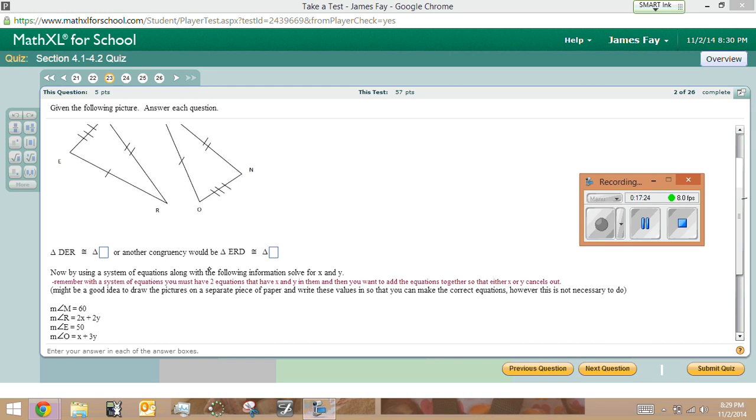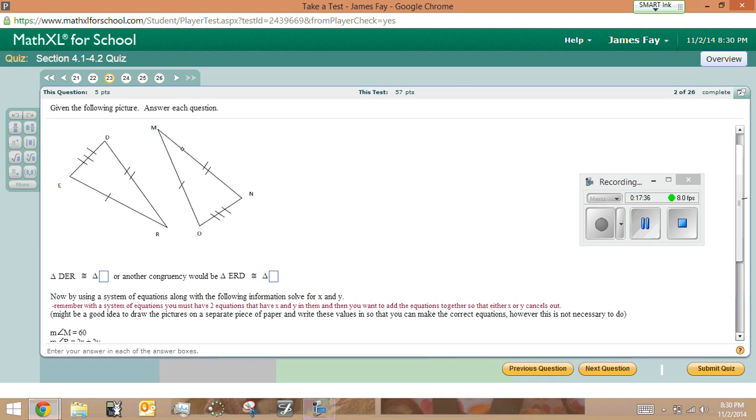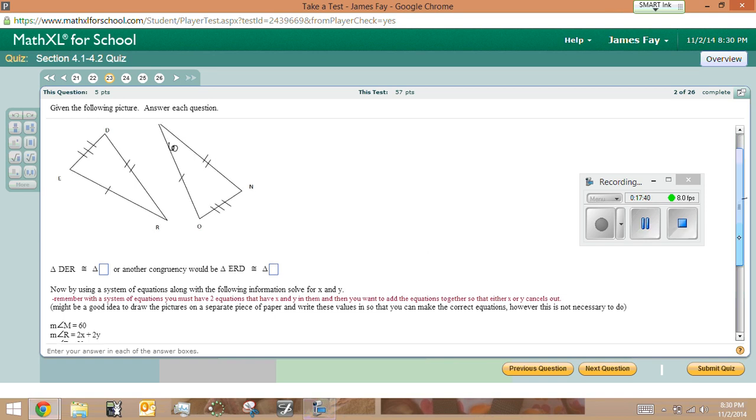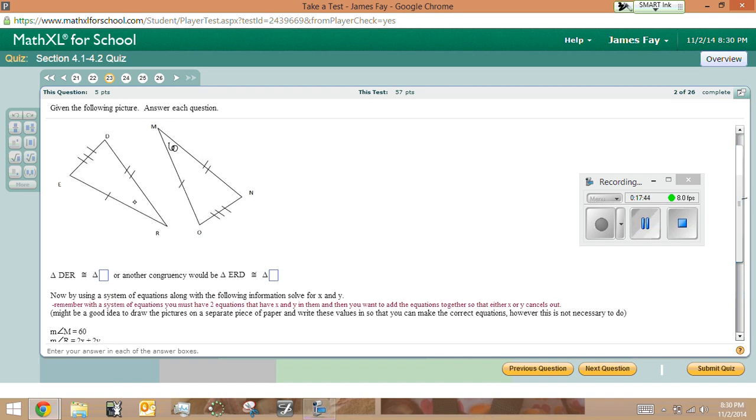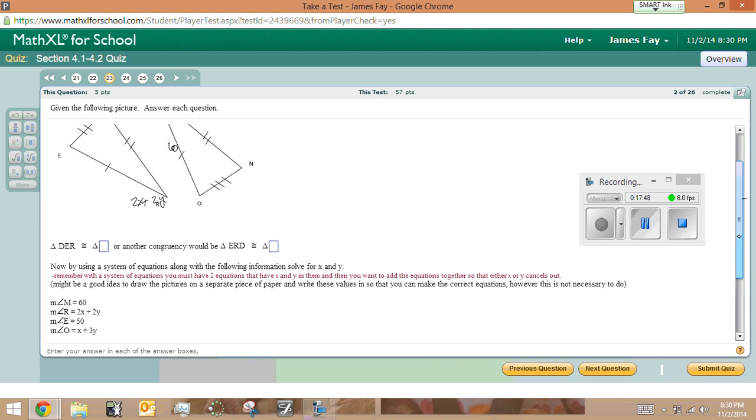Now, by using the system of equations along with the following information, solve for x and y. It says angle M is 60. So this is 60 up here. They tell me that the measure of R is 2x plus 2y. And E is 50.